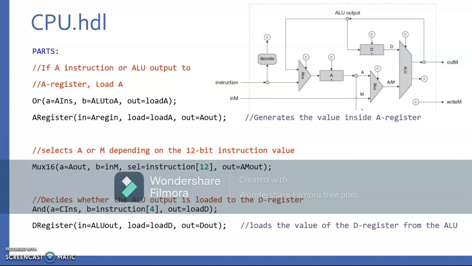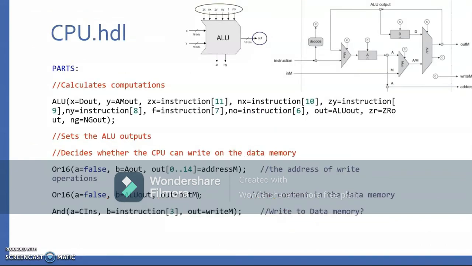This will select which one to output, either A or M. Either A or M will be fed into the ALU, and this will depend on the 12-bit instruction value. The AND gate is employed to find out whether the ALU output is loaded into the D register. The D register is then implemented to load and store the value of the D register from the ALU.